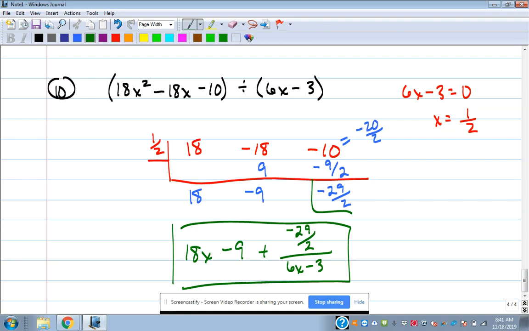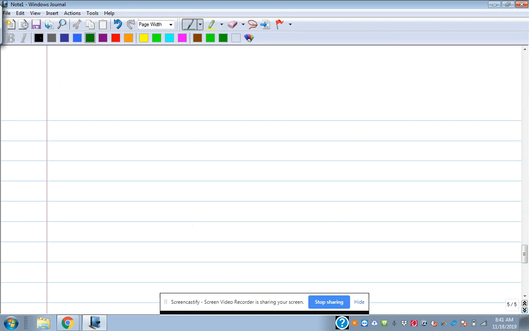Long division would have gotten us the same exact answer. No matter if you do long division or synthetic division, it gets you the same answer. Let's do one more long division problem. I'll go and let the cat out of the bag here.